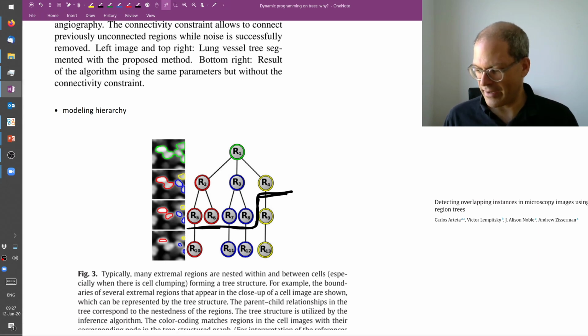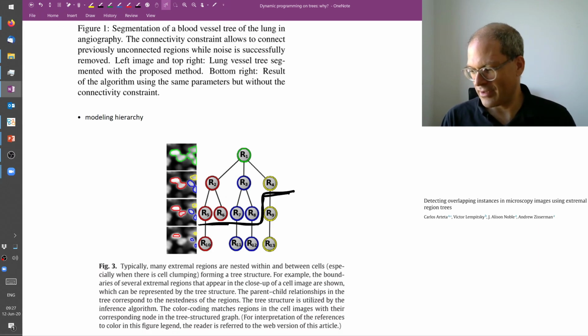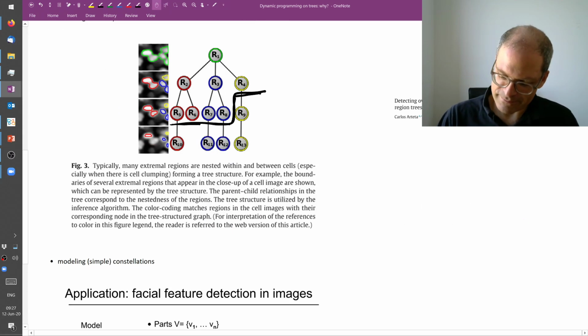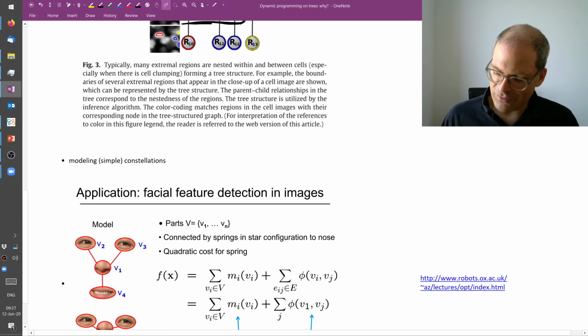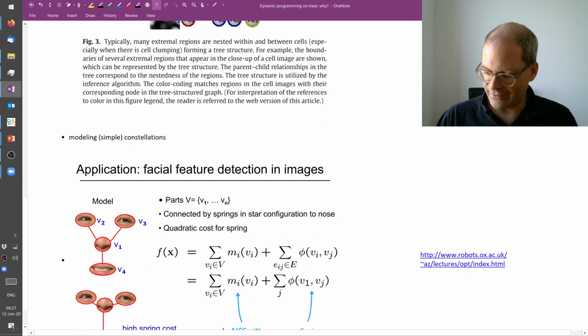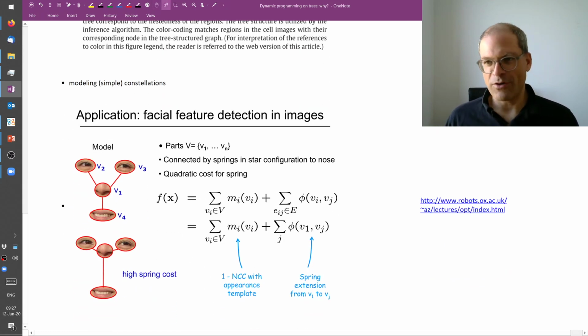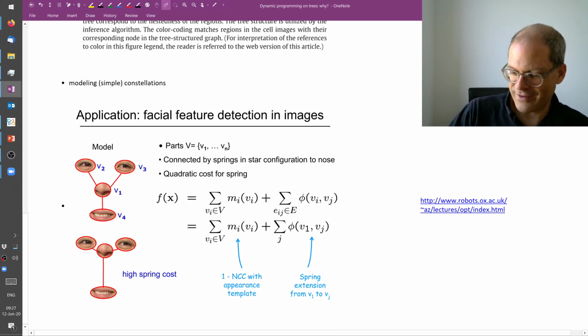So beautiful work by Carlos Ortiz, Victor Lempitsky, and Andrew Zisserman. And the final example I want to give, also here borrowing slides from Andrew Zisserman, who is one of the all-stars of computer vision, really amazing scientist.